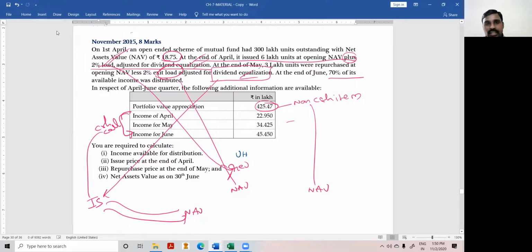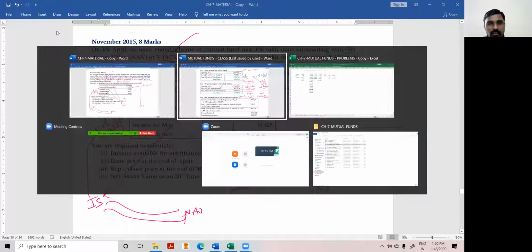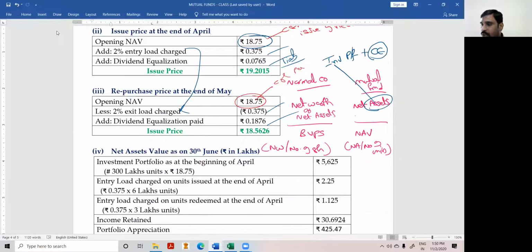All the items have been considered. But how about this 18.75? Issue price and redemption price. Where have we captured that issue price and redemption price? Nowhere. Look at this problem. We are collecting this issue price, this amount. Repurchase price, we are paying that amount. Where have we considered that?